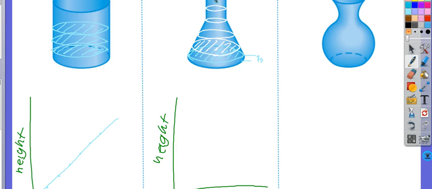Because once it gets to the neck, what kind of shape does the neck have? Rectangular. A square cylinder, right? Or a right cylinder, like this. It's a cylinder like this, so the height should increase the same amount for every time interval. Okay?